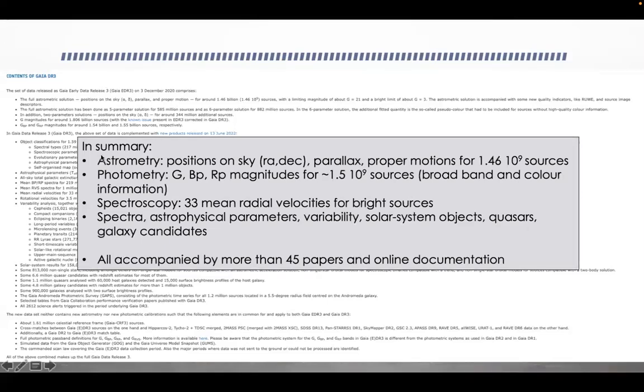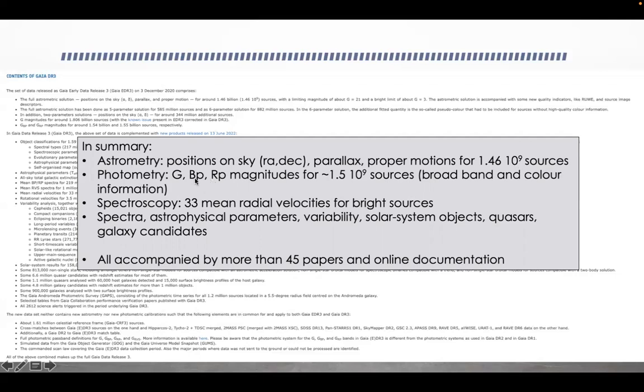So we have the astrometry: positions in the sky, equatorial coordinates, parallax. It's a measure of how the position in the sky changes with time and will give you an indirect measure of the distance, and the motion of the source in the sky. And you can see this is 10 to the 9, so it's almost 1.5 billion sources. Also, for these sources, we have photometry. This is the broadband in the visible, but also the band centered on the blue and the one in the red. So when we subtract, we have the color.